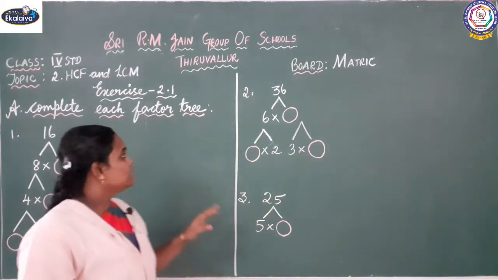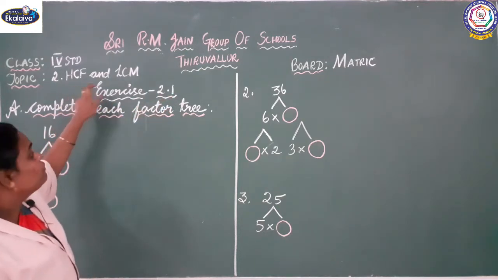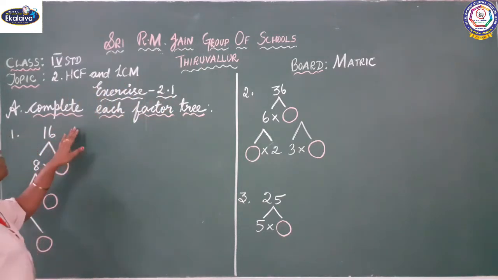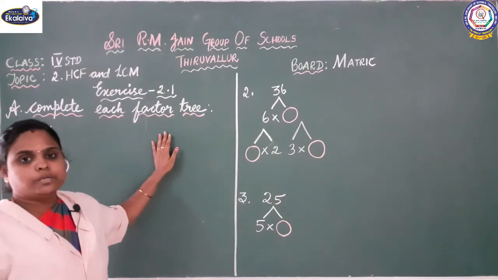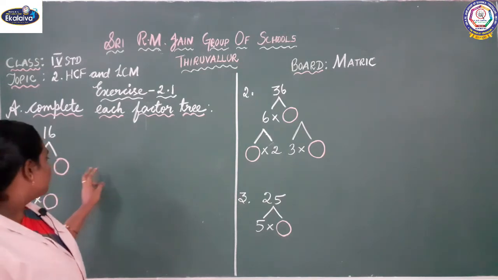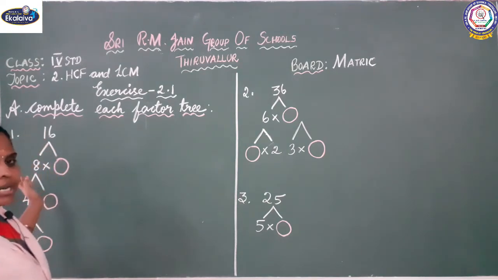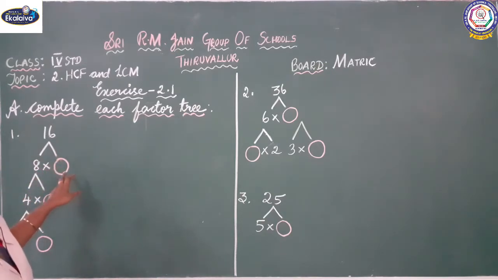Today we are going to see exercise 2.1 in HCF and LCM. Complete each factor tree. We are going to use only the prime numbers, and then composite numbers. We are going to circle only the prime numbers.